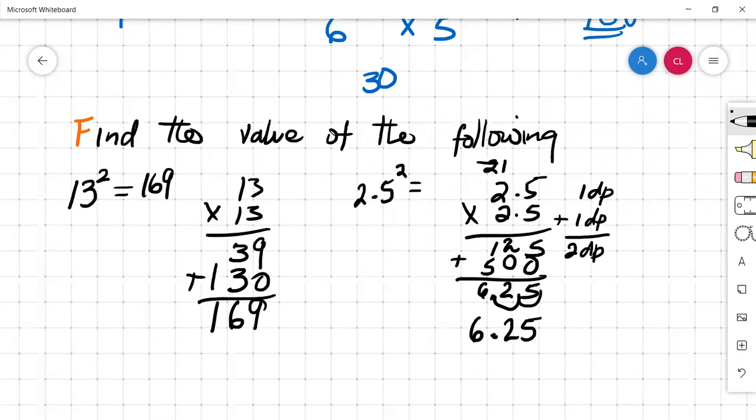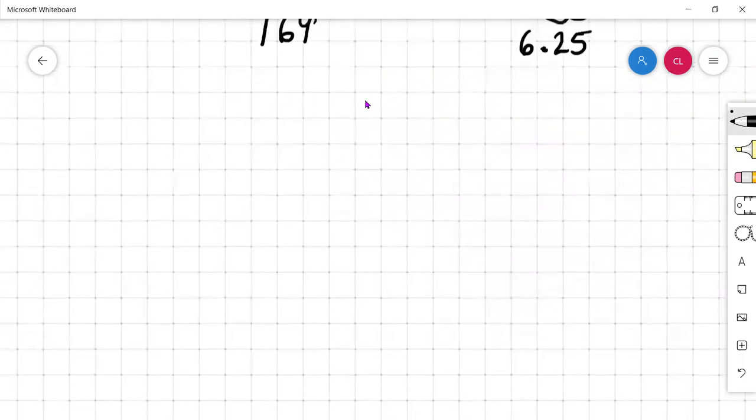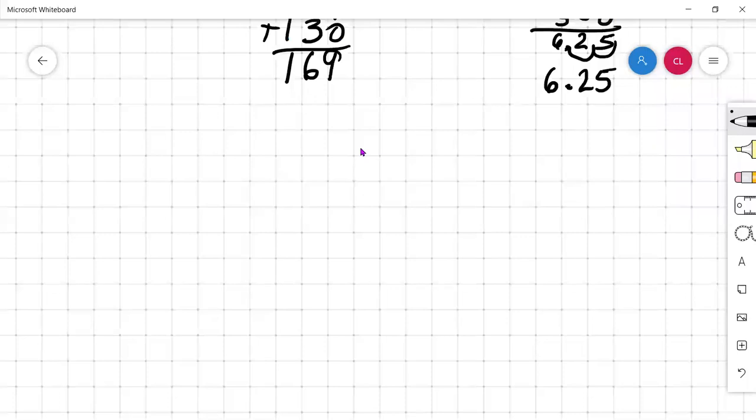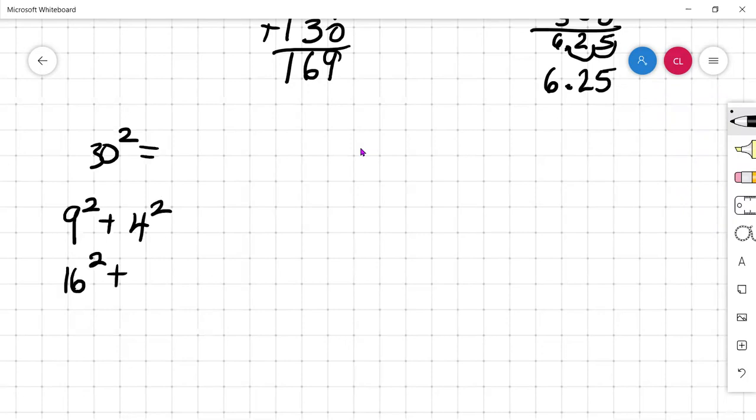All right, guys. So I think that you get the basic idea of finding the value. So I want you to do the rest of these for me now as we close off the meeting. I need you to work these out. 30 squared is equal to what? 9 squared plus 4 squared. 16 squared plus 3 squared. 4 raised to the 5th power. All right, hold on. Let me fix up that one a little bit better. Come write these off. 4 raised to the 5th power.